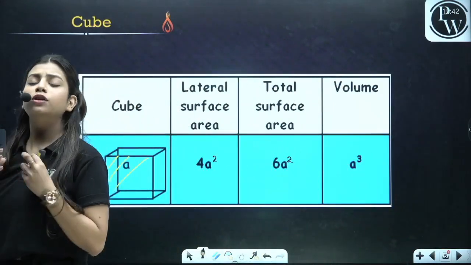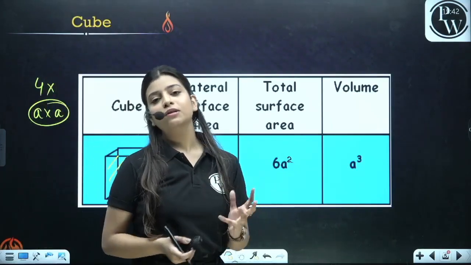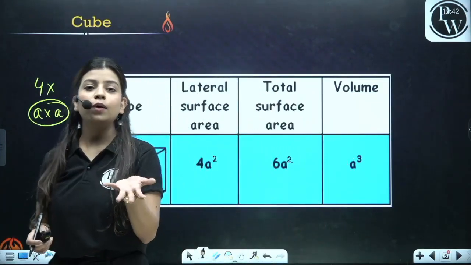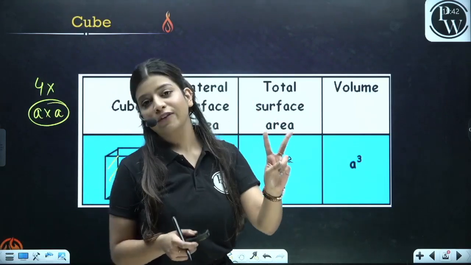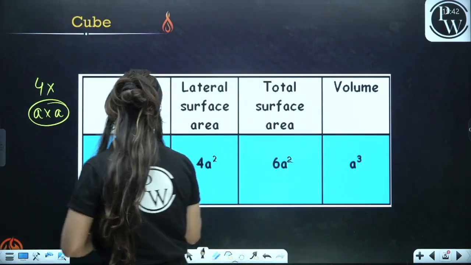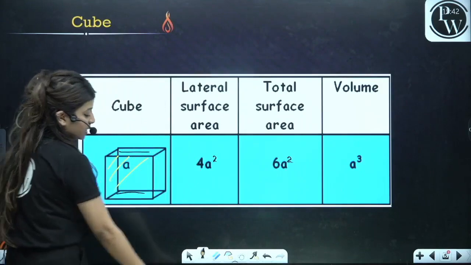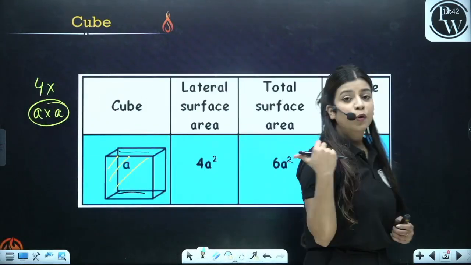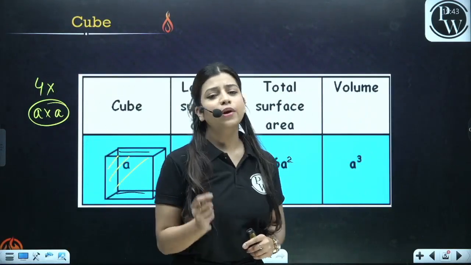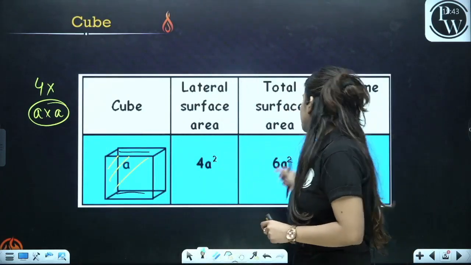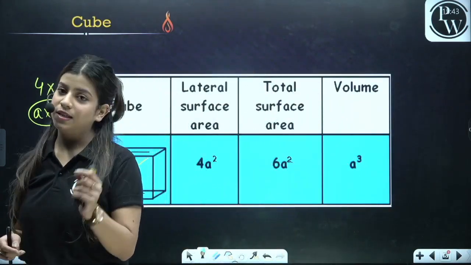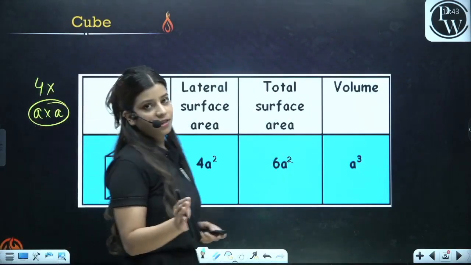Now, if I talk about the total surface area, apart from this lateral surface area, the upper part and the lower part will be included, and that will add 2 more faces. That is this face and this face. So in total, 6 faces are there for this particular cube. Six square faces, and the area of one square face is a square, so the area of 6 square faces will be 6a square. Now talking about the volume, the volume will be side into side into side, that is a cube. I hope that this is clear to everyone.